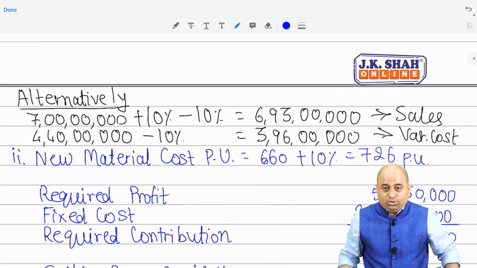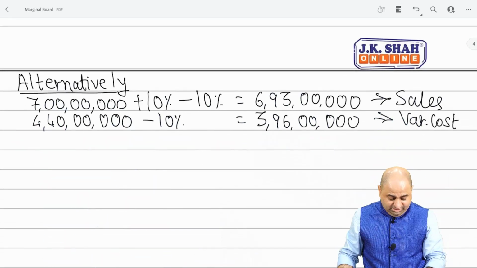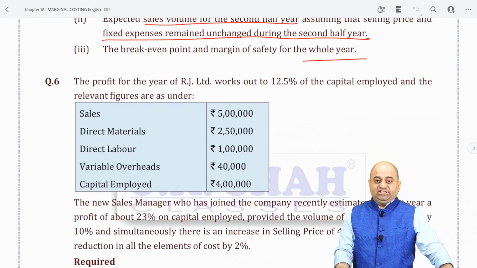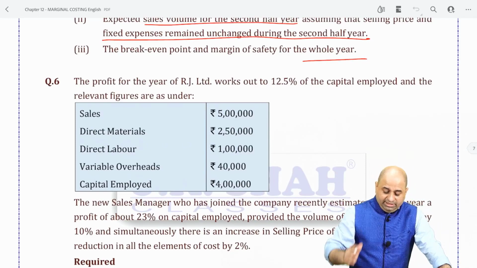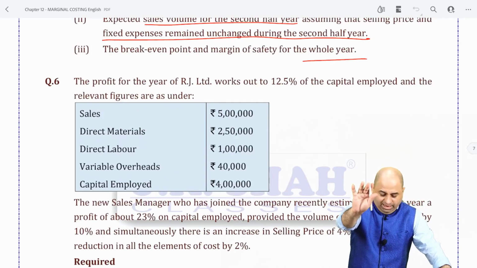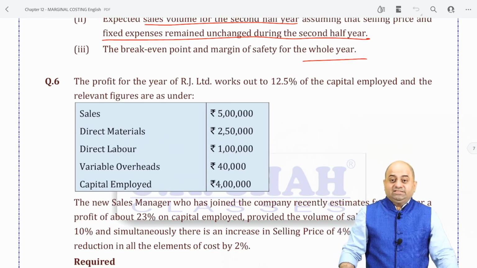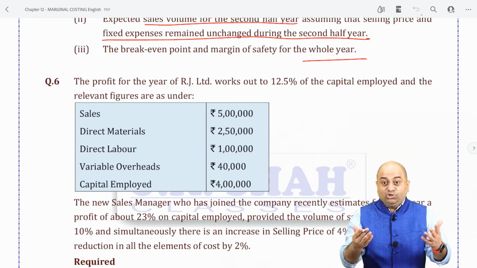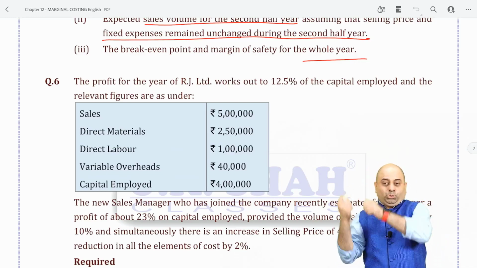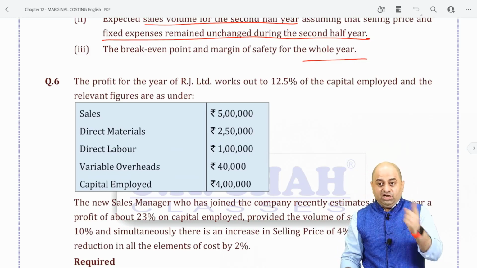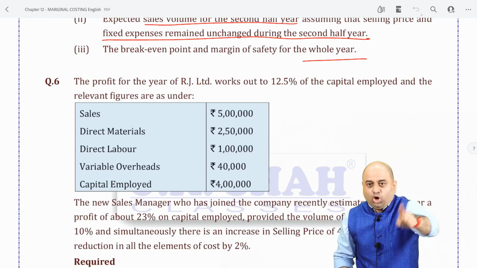Now I come to 6th question. Give me a second. You are told identical things in the 6th question: that next year profit is 23% on capital employed. That's okay, provided the sales volume is increased by 10%, increase in selling price by 4%, overall cost reduction 2%. Same logic, same things will be applicable here. Your units are not given, so you can actually apply the same logic. Don't forget, change in sales quantity will lead to change in total variable cost.